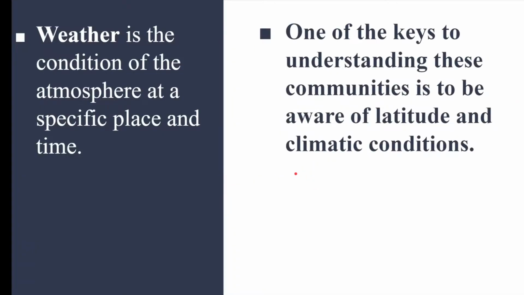Now let's learn some keywords. What is weather? Weather is the condition of the atmosphere at a certain place and at a certain time, while climate would be considered as the average weather or the long-term weather. And one important thing to understand these communities and ecosystems is to understand latitude and climate conditions.